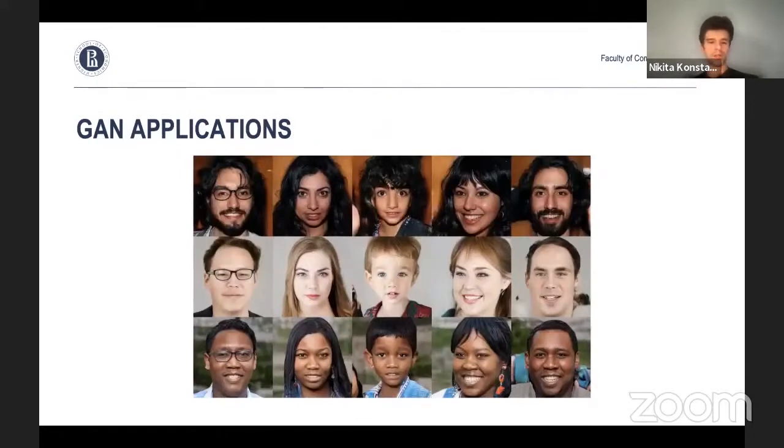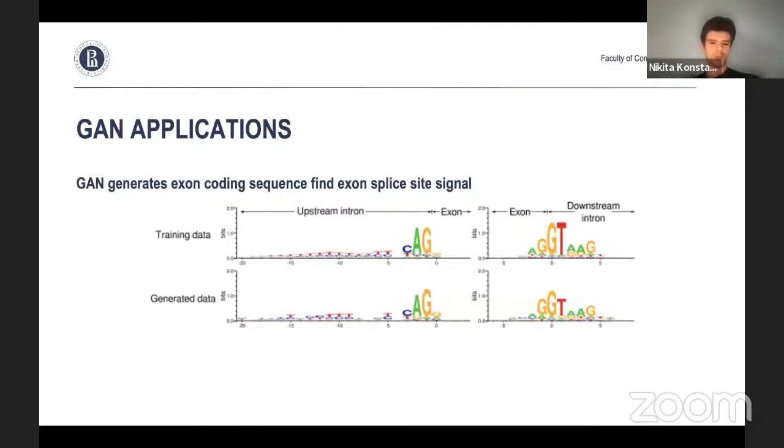We all know some applications of GANs. For example, to generate realistic people's photos, as in the picture. These people never existed, but the GAN generates new people's faces.